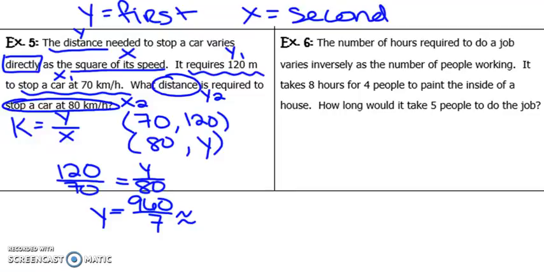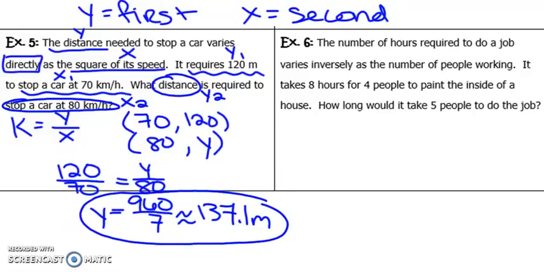algebra, but we're talking about distance. You don't ever see somebody say, I'm driving 960 divided by 7 meters. So in this case, we're going to say it's 137.1 meters. And if you left it as a fraction, that's okay, because it will be multiple choice, so you'll easily be able to see that they'll want it as a decimal, and it's an easy conversion.